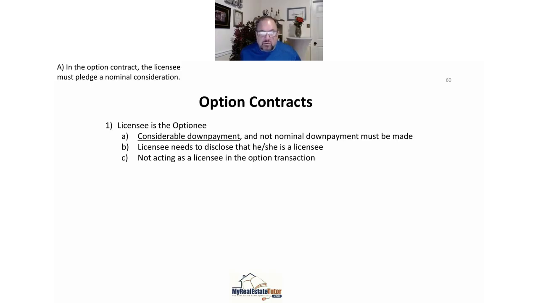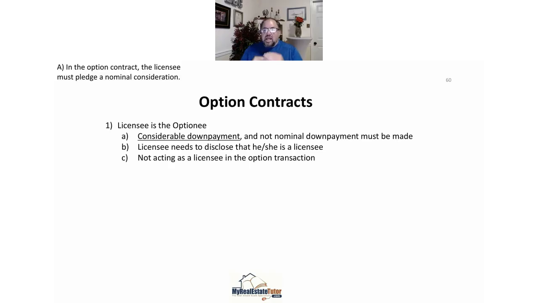Remember, equitable title, only possession. And it's kind of a form of seller financing if you want to look at it that way. Now, they have to put a considerable down payment. It cannot be nominal or little. That's what nominal means, just a few. So it has to be a considerable down payment. The licensee needs to disclose that he or she is a licensee.